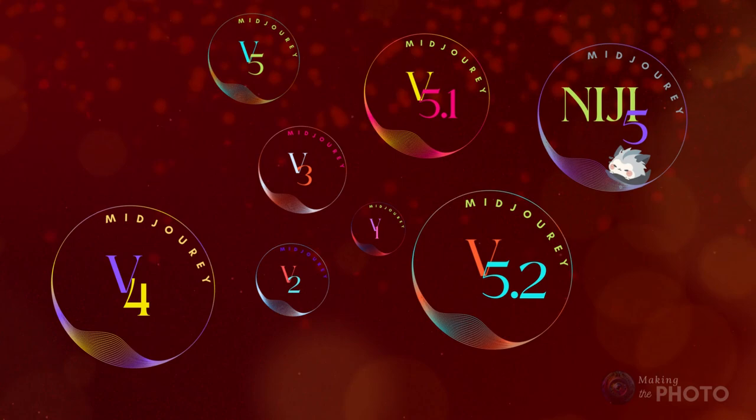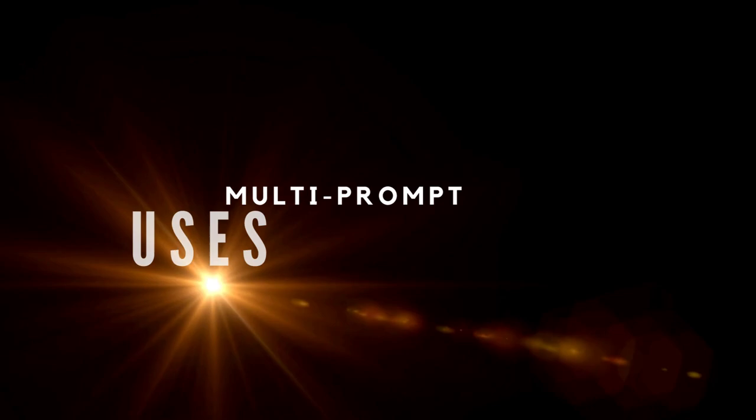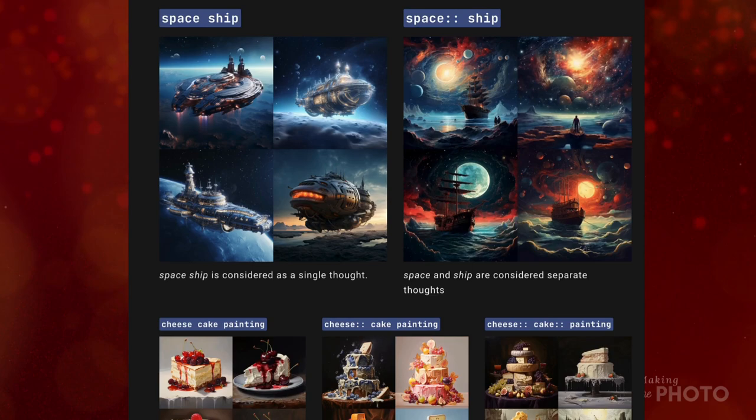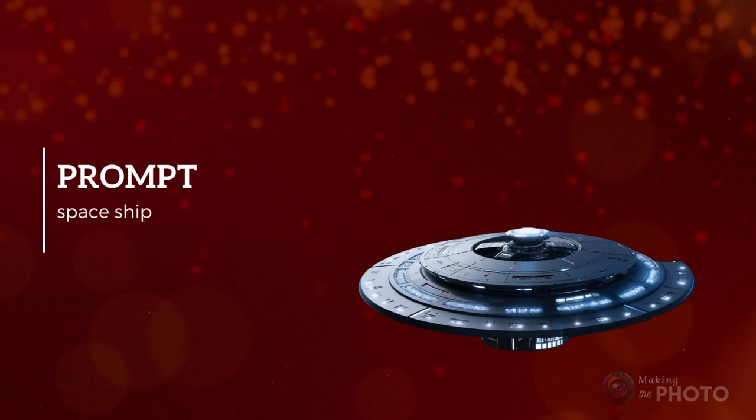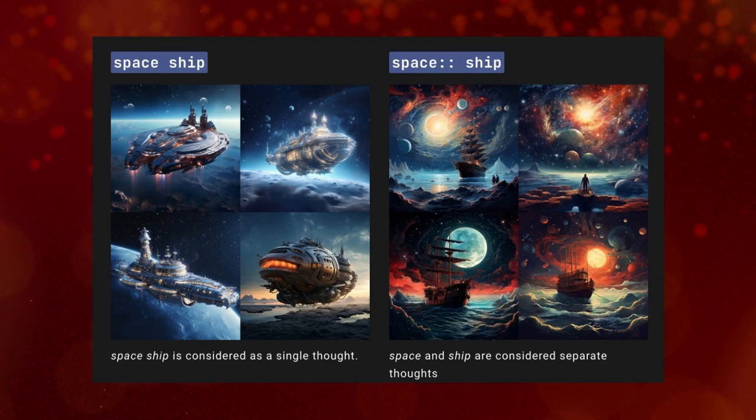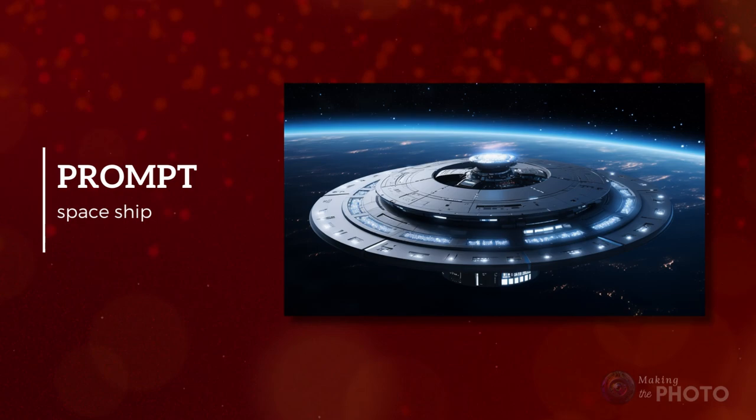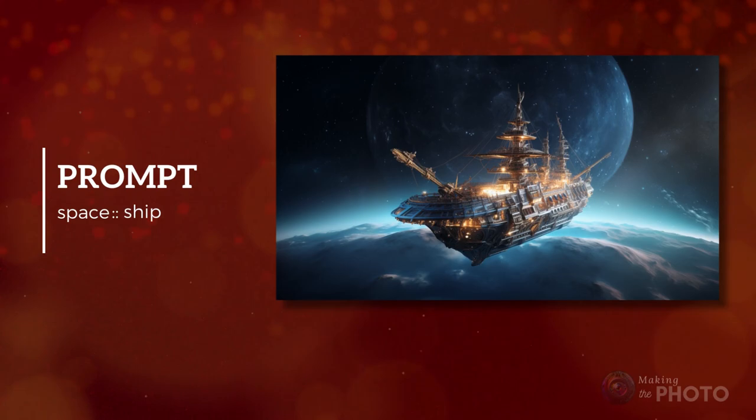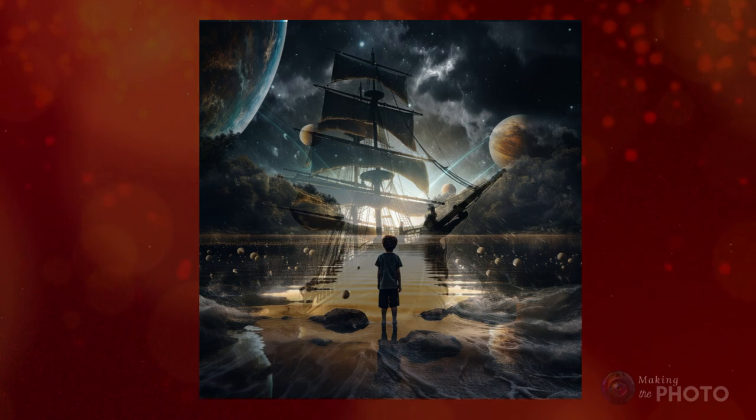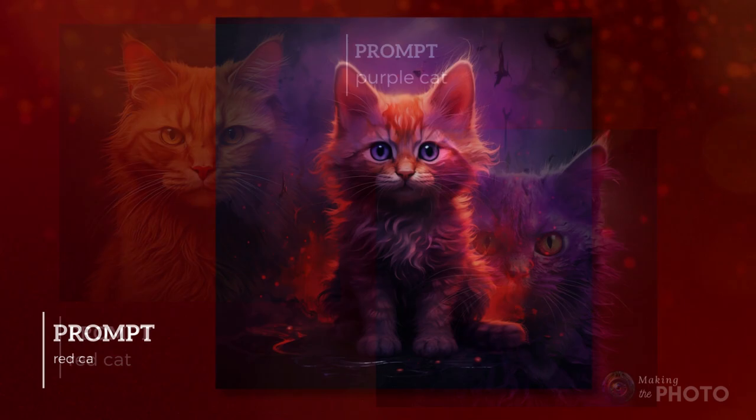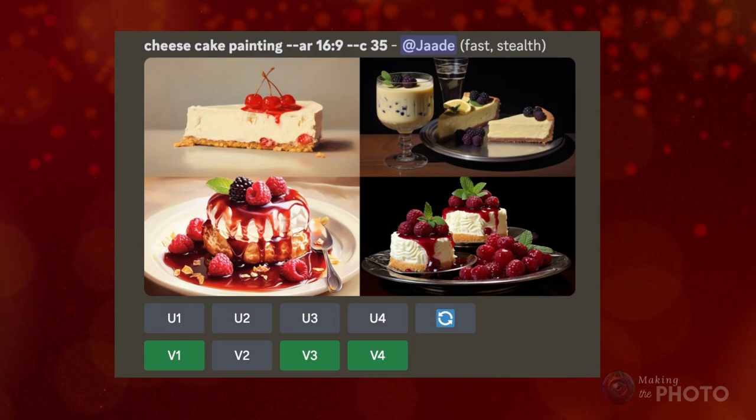Use multi-prompts when you have multiple distinct subjects or concepts in your prompt that you want to separate. This prevents them from getting blended together randomly. In Midjourney's user manual, they use the example of a spaceship. A spaceship is one thing. But if you have in mind a ship in space, you may want to separate the concepts. Spaceship and space, double colon, ship, return very different results. When you add the double colon, Midjourney creates an image for space and a separate image for ship, and then blends them together. If you're not getting the result you want, you can try adding multi-prompts when you remix.